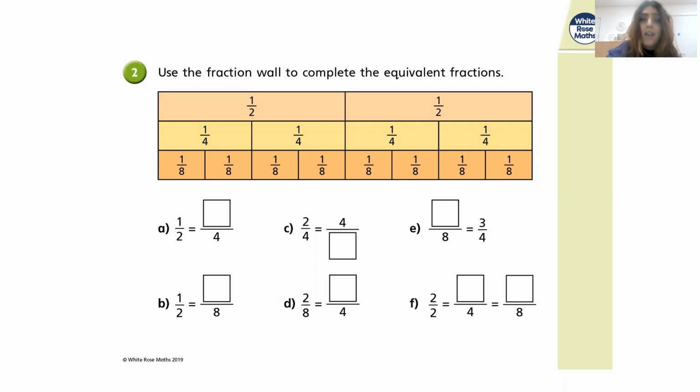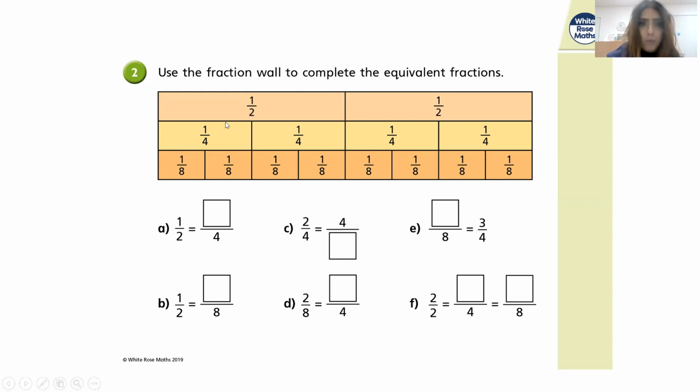So we've got a half there equals something over 4. So the denominator will be 4. What do you think the numerator will be? So have a look at my fraction chart. I have a half. How many quarters do I have? Pause the video and I'd like you to scribe down the number very quickly. Fabulous. So your number should be 2 quarters.